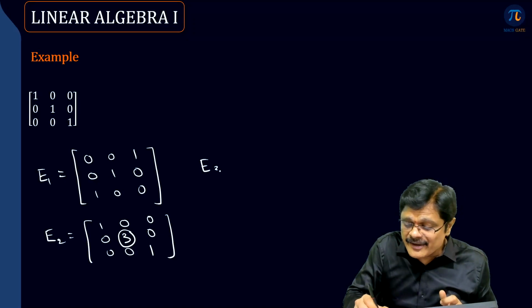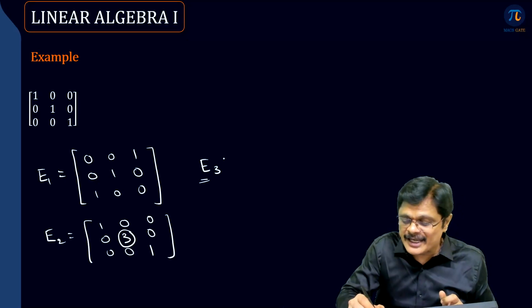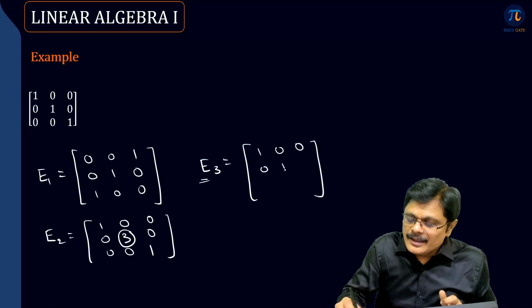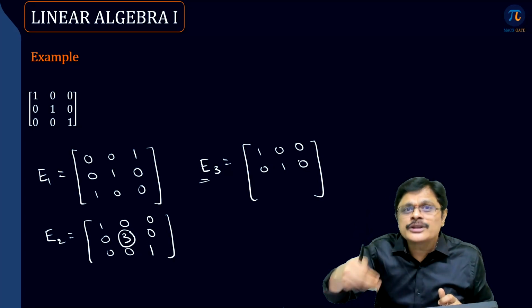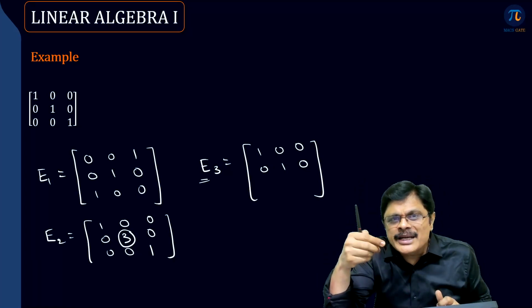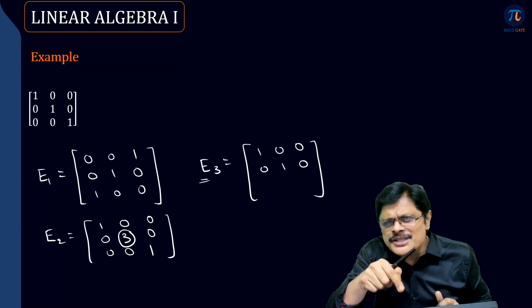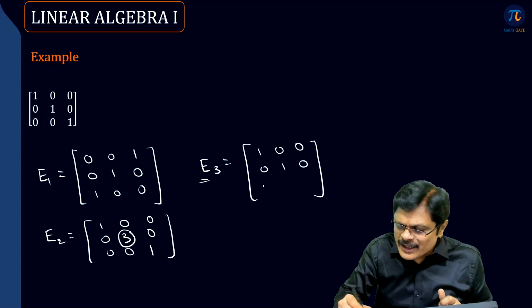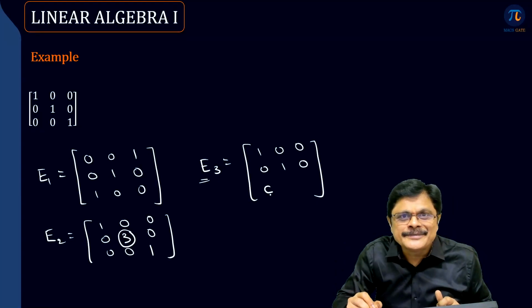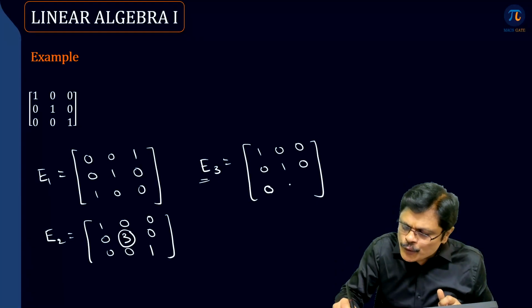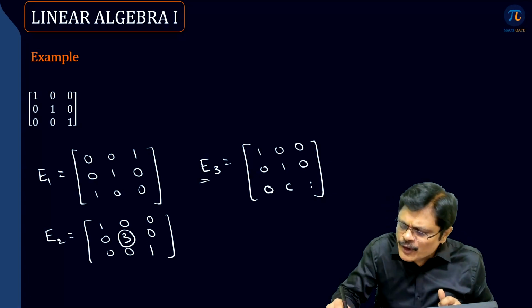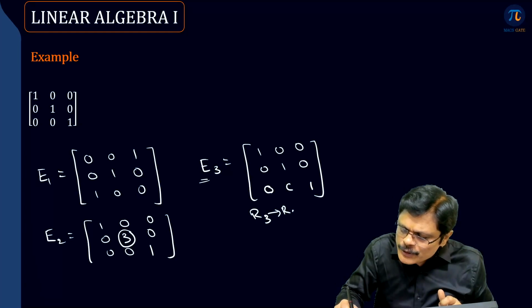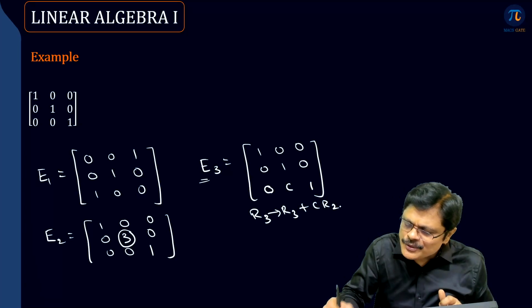Now this is very interesting. Identifying this is very interesting. Now look here. If you are doing row 3 equals row 3 plus some constant times either row 2 or row 1: suppose you are doing a constant times row 1, that constant will occur here. If you do a constant times row 2, that constant will occur here. This fellow will be as it is. So this is obtained by row 3 equals row 3 plus some constant times row 2.